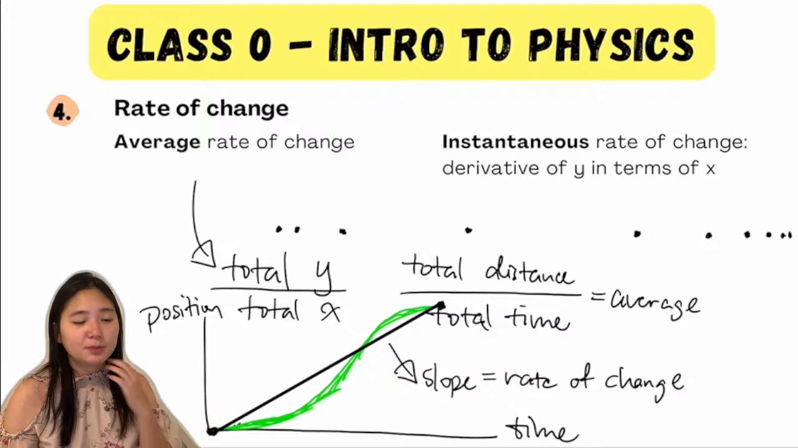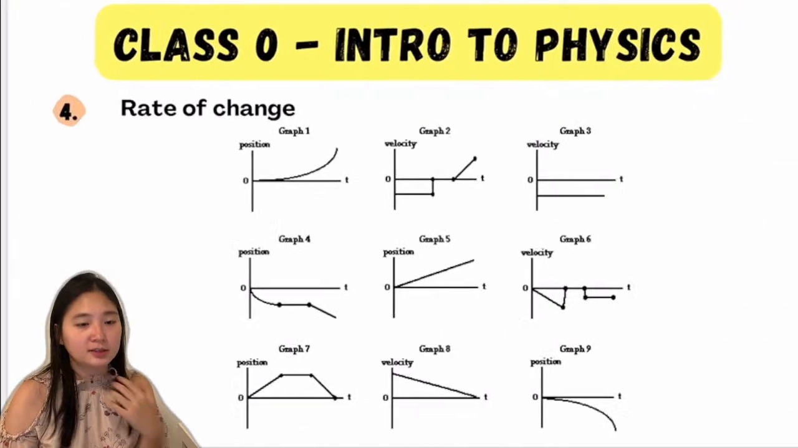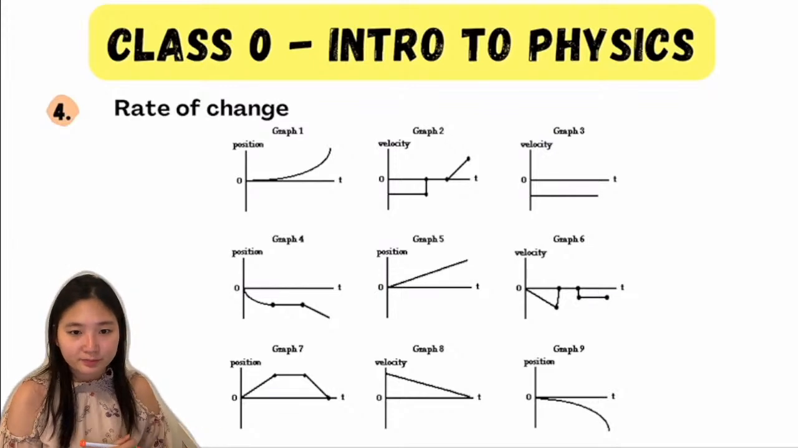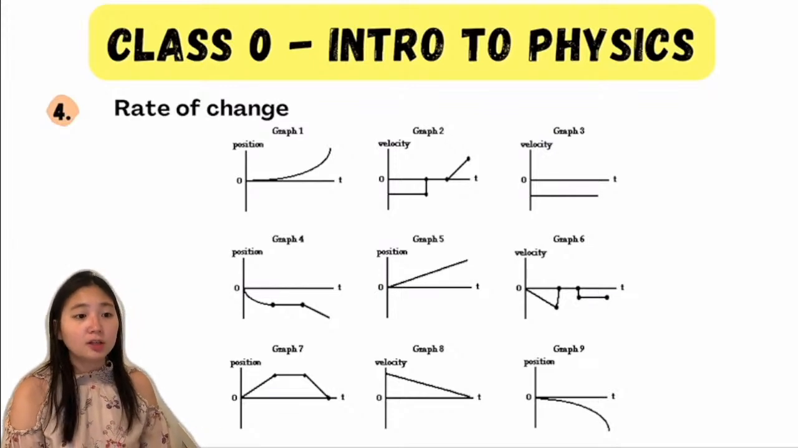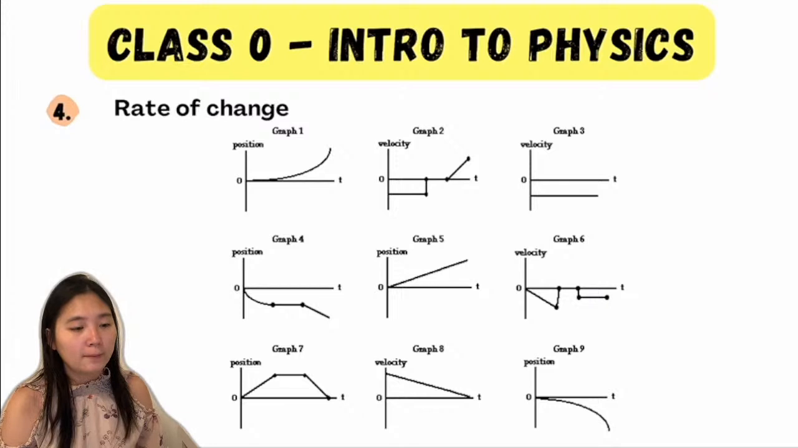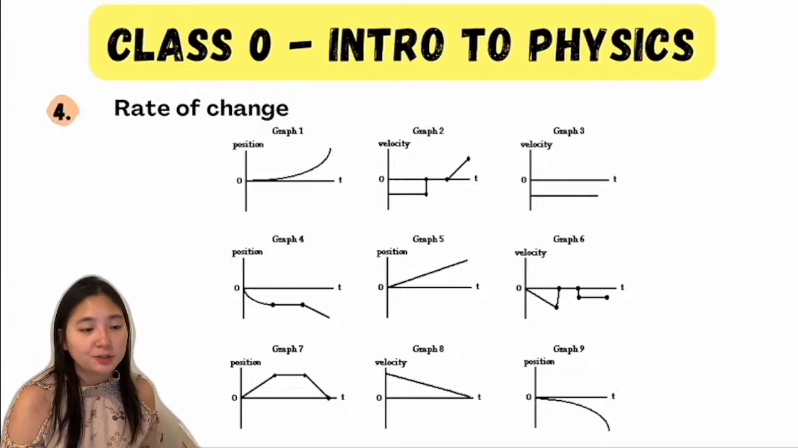Okay, so that's the difference between the average rate of change and instantaneous rate of change. And here, let's try to do some practice. On all of these graphs, let's try to identify if the rate of change is positive or negative, and if it's increasing or decreasing.